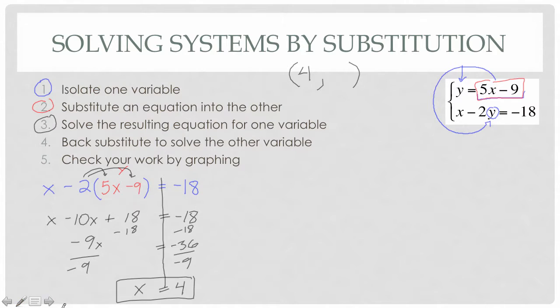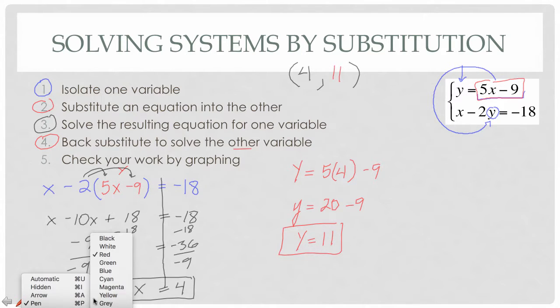So here's where we do step 4. I need to back substitute. Now that I know what x is, substitute that in to find the other variable, to find y. All right, so let's take the first equation. y is equal to 5 times whatever x is, but now I know x is 4, so let's do 5 times 4 minus 9. So y is equal to 20 minus 9, and y is equal to 11. All right, if x is 4, y is 11. That might be my intersection point.